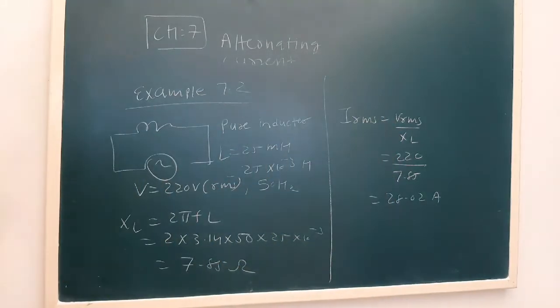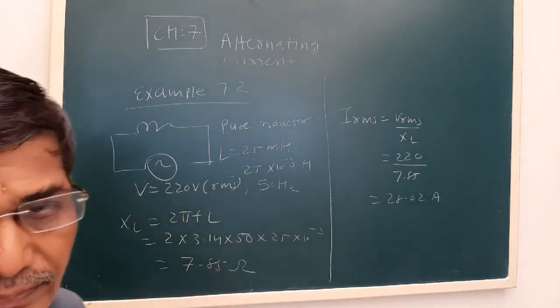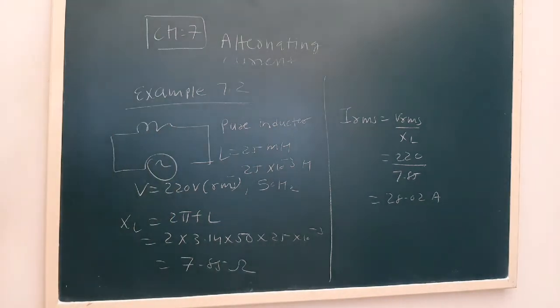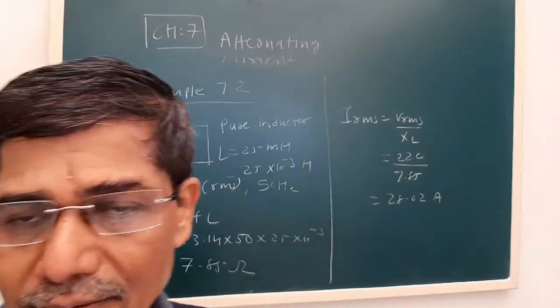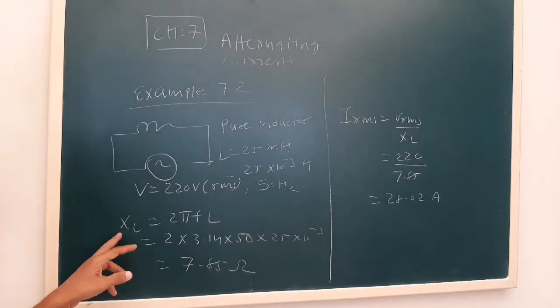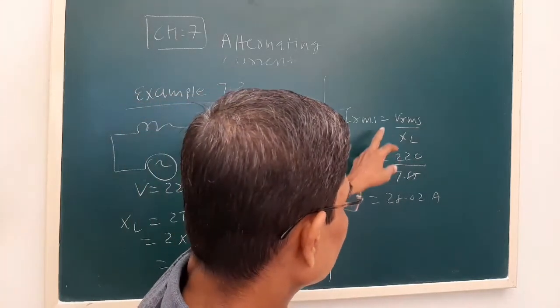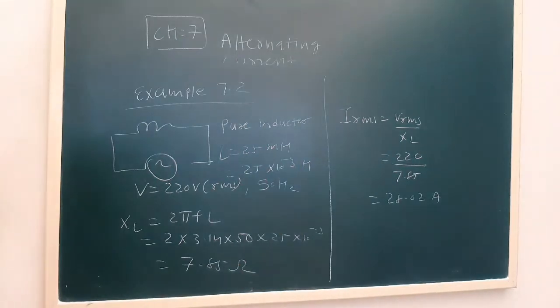Okay, this is a case of only an inductor. A 25 millihenry inductor is connected with a 220 volt RMS voltage. Frequency is 50 Hertz. We have to calculate the current. For a circuit with only an inductor, power is 0, that we have discussed earlier. So XL is 2 pi FL, that we have calculated. IRMS is VRMS upon XL, so that is 28 amperes.